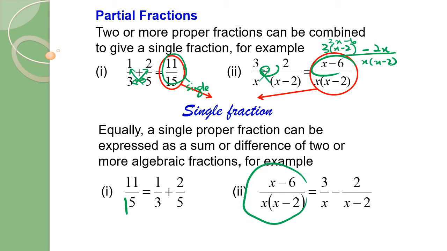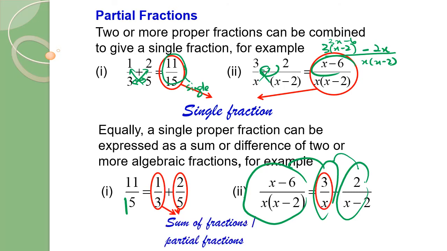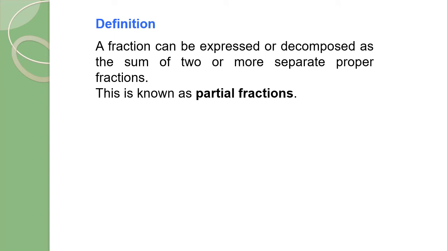We will decompose this single fraction into two or more partial fractions. So this is part of the single fraction. This is what we want to find. So this thing in the red circle is the sum of fractions, or partial fractions. So the definition: a fraction can be expressed or decomposed as the sum of two or more separate proper fractions. This is known as partial fraction. So from one single fraction into two or more partial fractions.